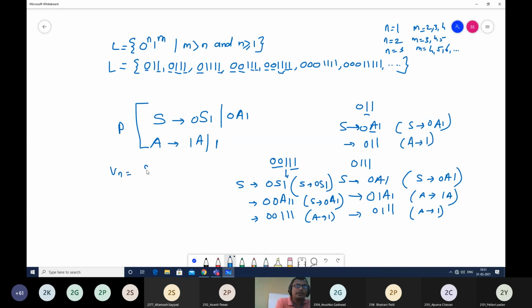So what is our Vn of this example? S and A. What is Vt of this example? 0 and 1. What is the starting symbol of our grammar? It is S, which belongs to Vn. These are our production rules, and these are the 3 examples. Is the numerical understood, my dear students?